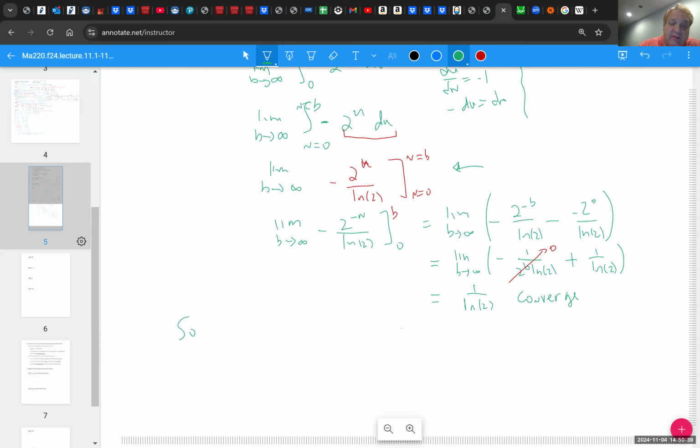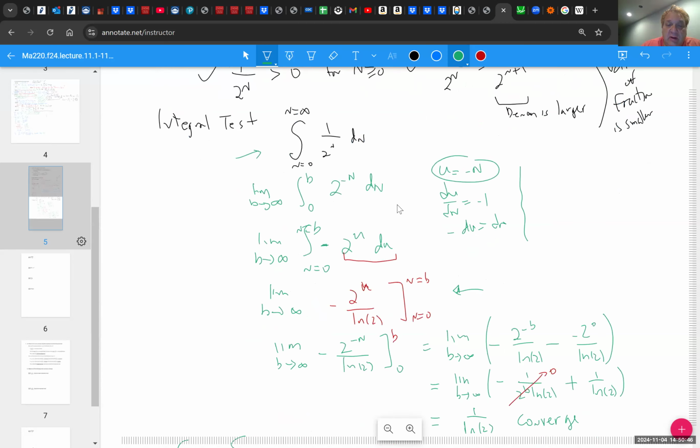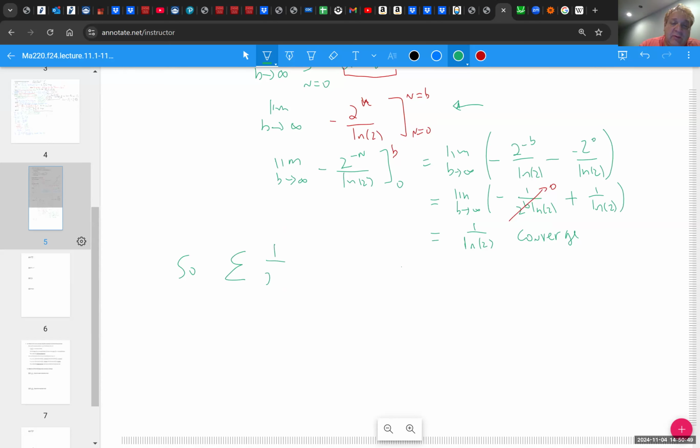So the series, what was our series again? 1 over 2 to the n, right? Our series of 1 over 2 to the n converges by the integral test. And I think this was 0 to infinity. Again, it doesn't really matter too much. We're just looking for whether the sum is finite or not. And the sum is finite because of the integral test. It also is true because of the geometric series test.